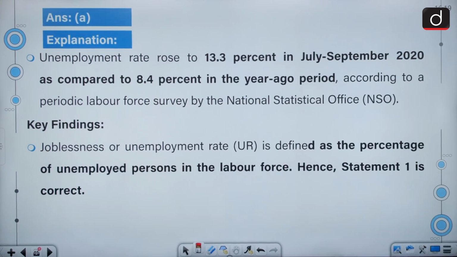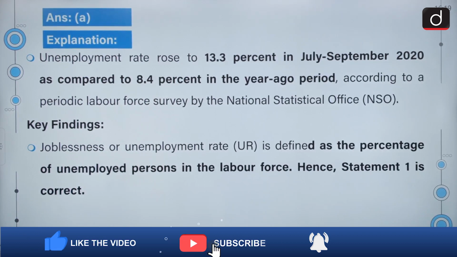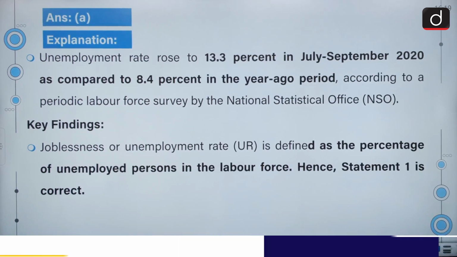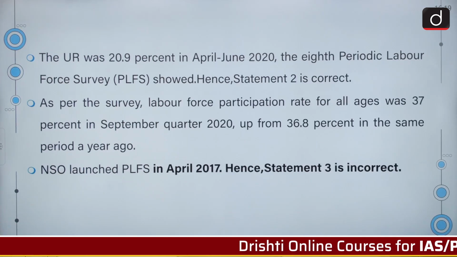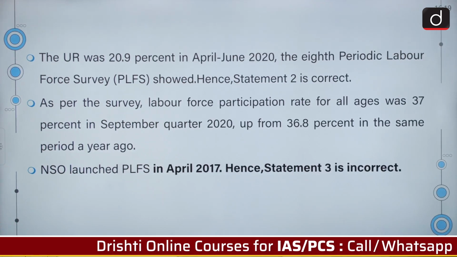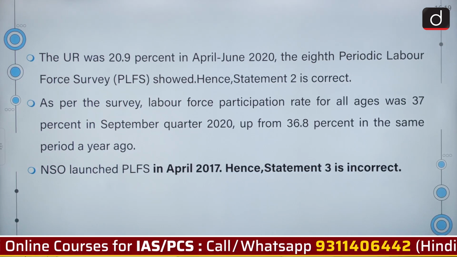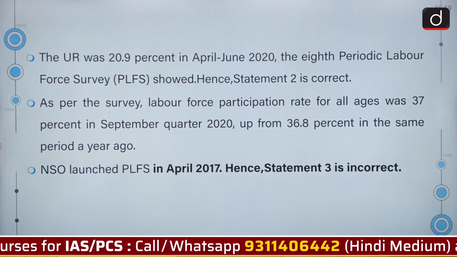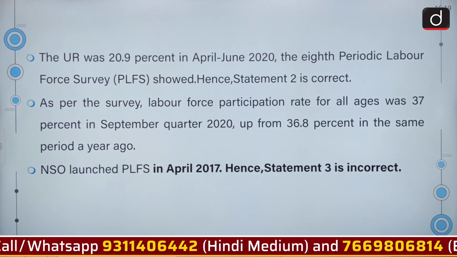Unemployment rate rose to 13.3% in July to September 2020 as compared to 8.5% in the year ago period, according to the PLFS by the National Statistical Office. Joblessness or unemployment rate, we have already discussed this, so we shall move forward. And we have also discussed the second one. The third one, NSO launched PLFS in April 2017. Now, as per the survey, labor force participation rate for all ages was 37% in the September quarter of 2020, up from 36.8% in the same period a year ago.